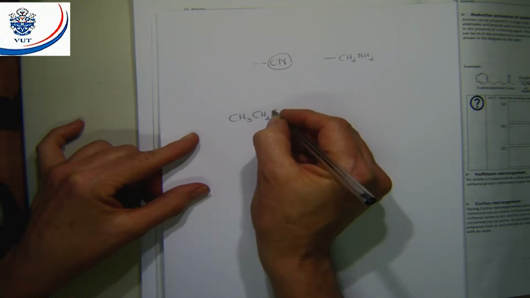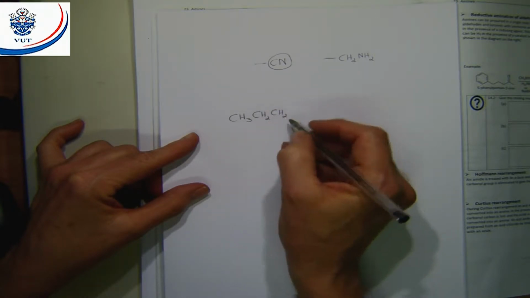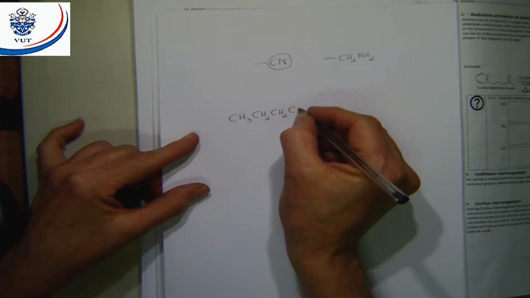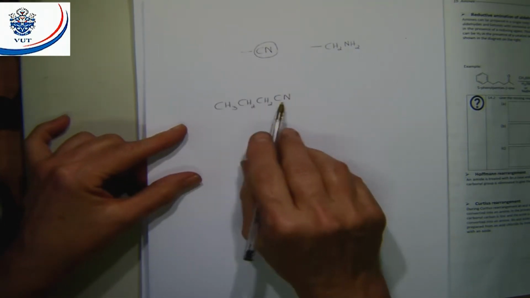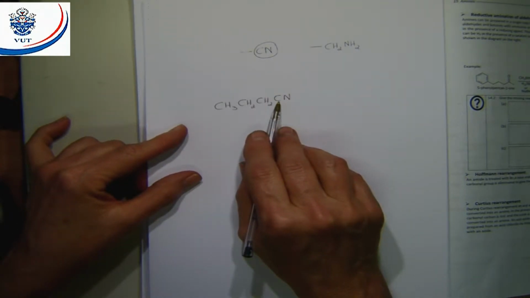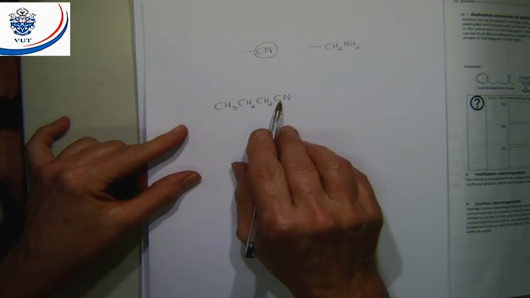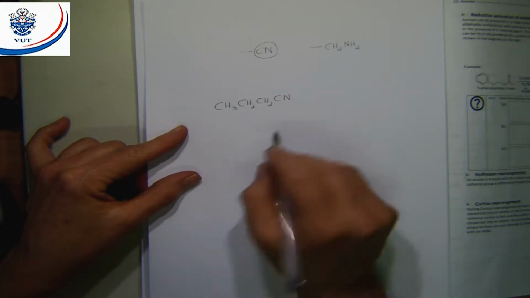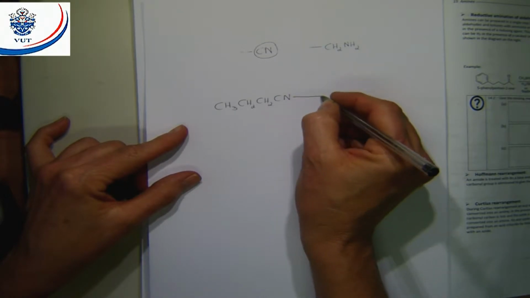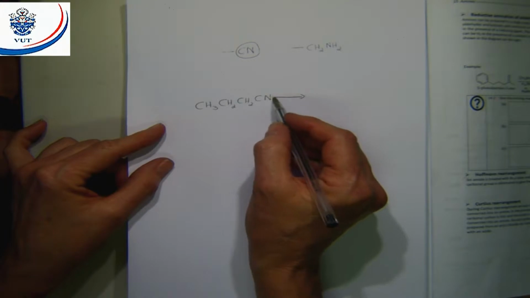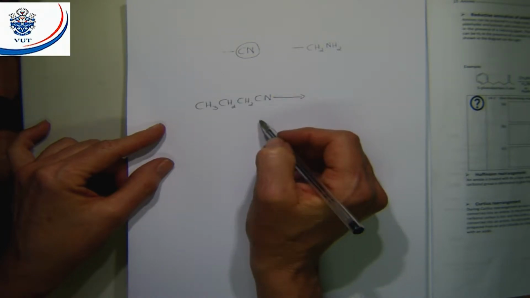Say, for example, we have the propyl nitrile, or actually here it's going to be a butanenitrile, because it's 1, 2, 3, 4. Now you remember we have to count that carbon in the nitrile as well. If you have that, and you now want to make this one an amine, you have to add hydrogens here. So you have to reduce.